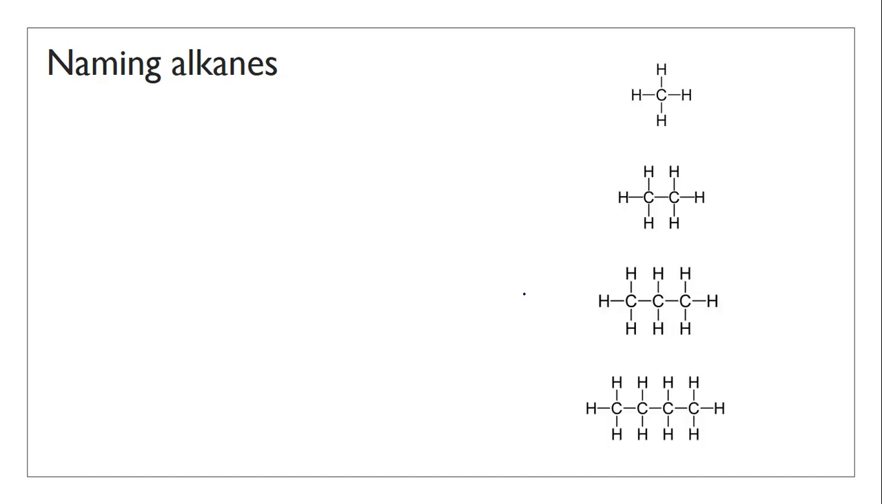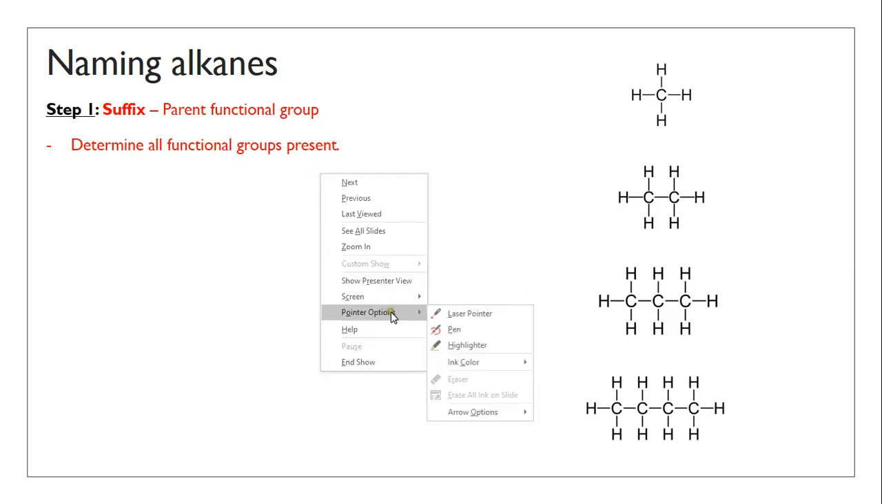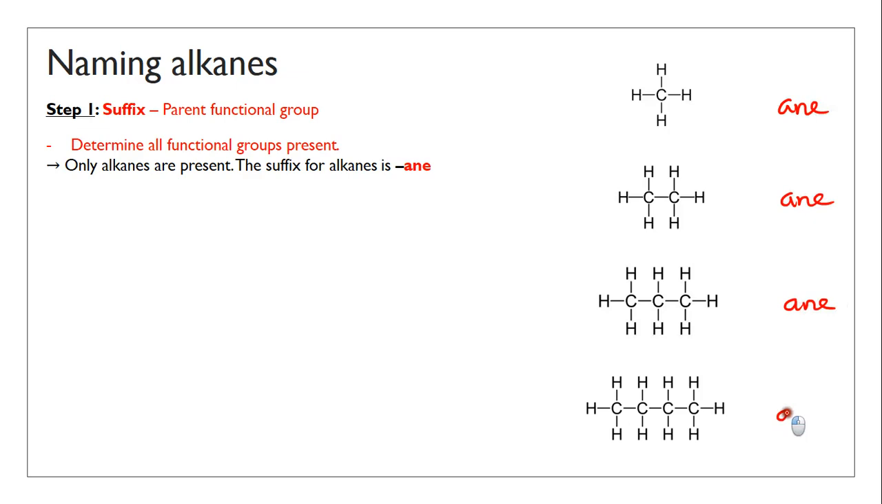So let's just think about these 4 molecules. First of all, step 1, when you look at the suffixes, they all have only single carbon bonds, and they contain only carbon and hydrogen. So all 4 in this case are alkanes, so the suffix for them will be ane. So I'm just going to put ane in for all of them.